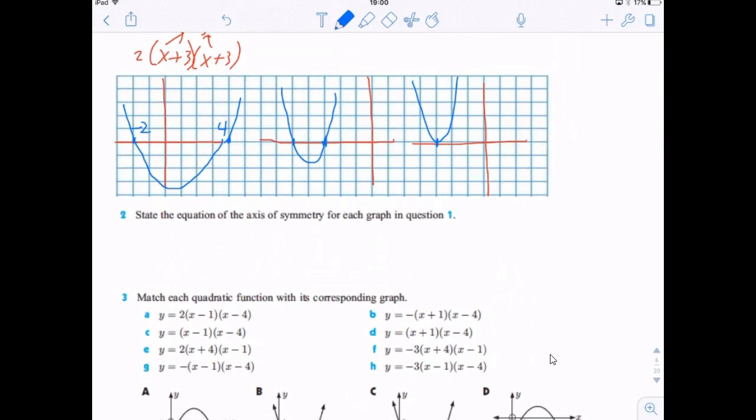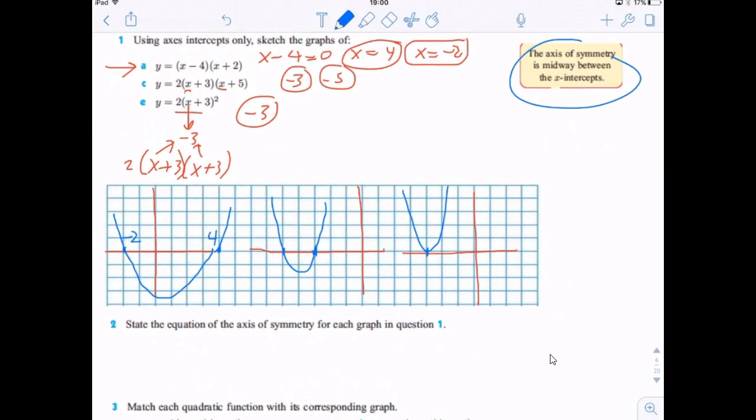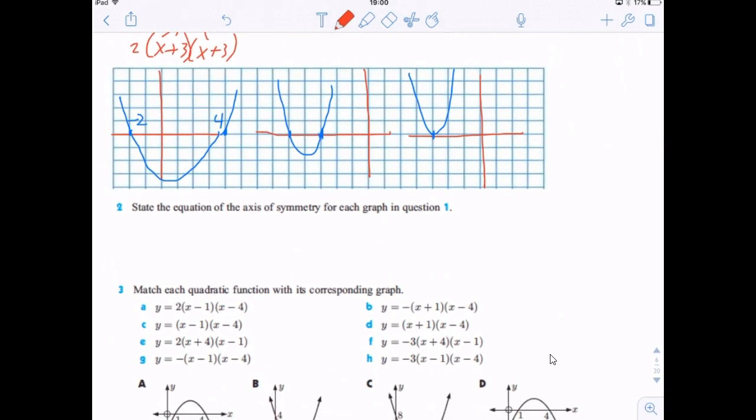Okay. Number 2. State the equation of the axis of symmetry for each graph in question 1. Now, there's a hint here. It says that the axis of symmetry is midway between the x-intercepts, which I think you guys know, but when it comes time on a test where they ask you a question like that, it might be hard to remember, okay? This is the easiest one, I think. You can see that that's the center, right? And this is also easy. This one's a little bit hard.